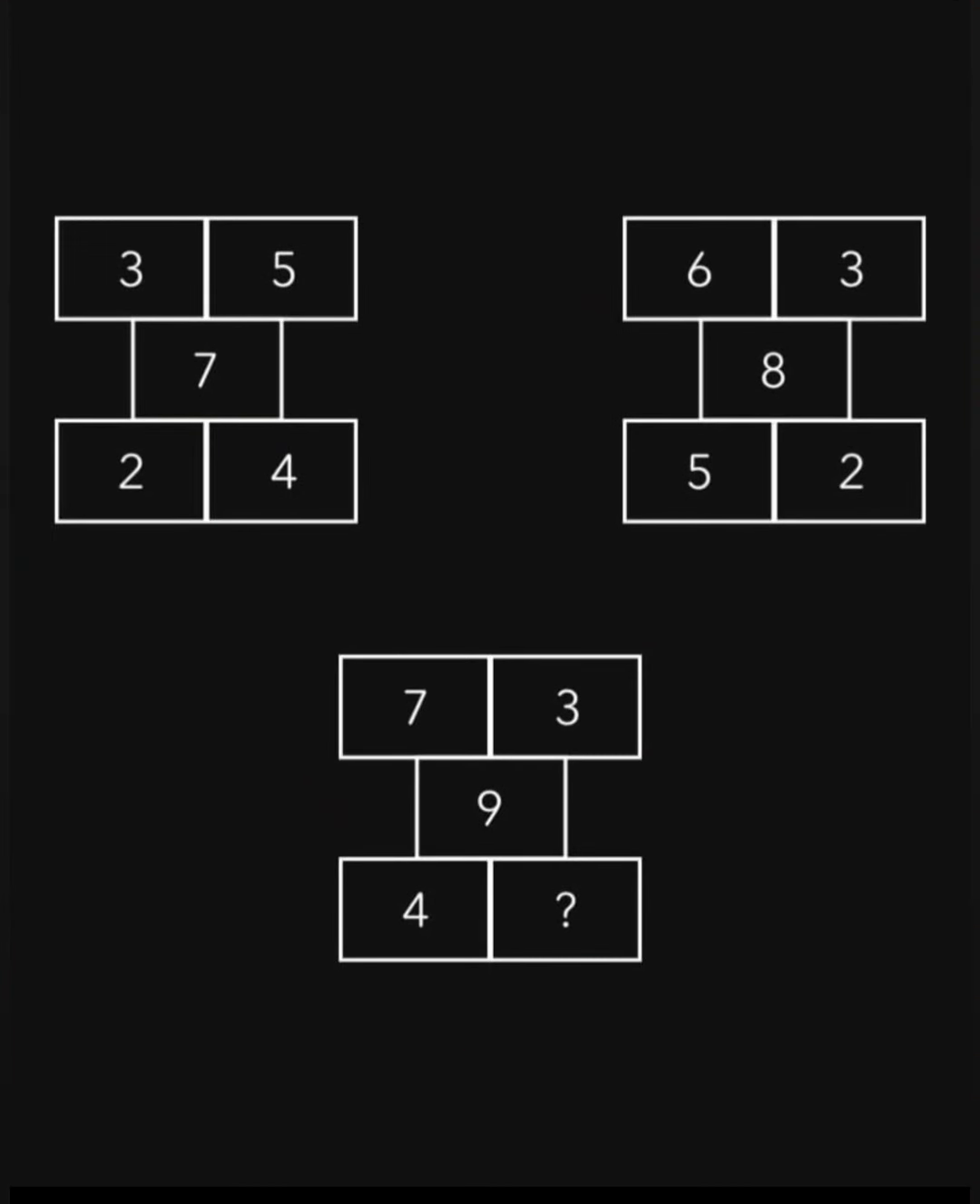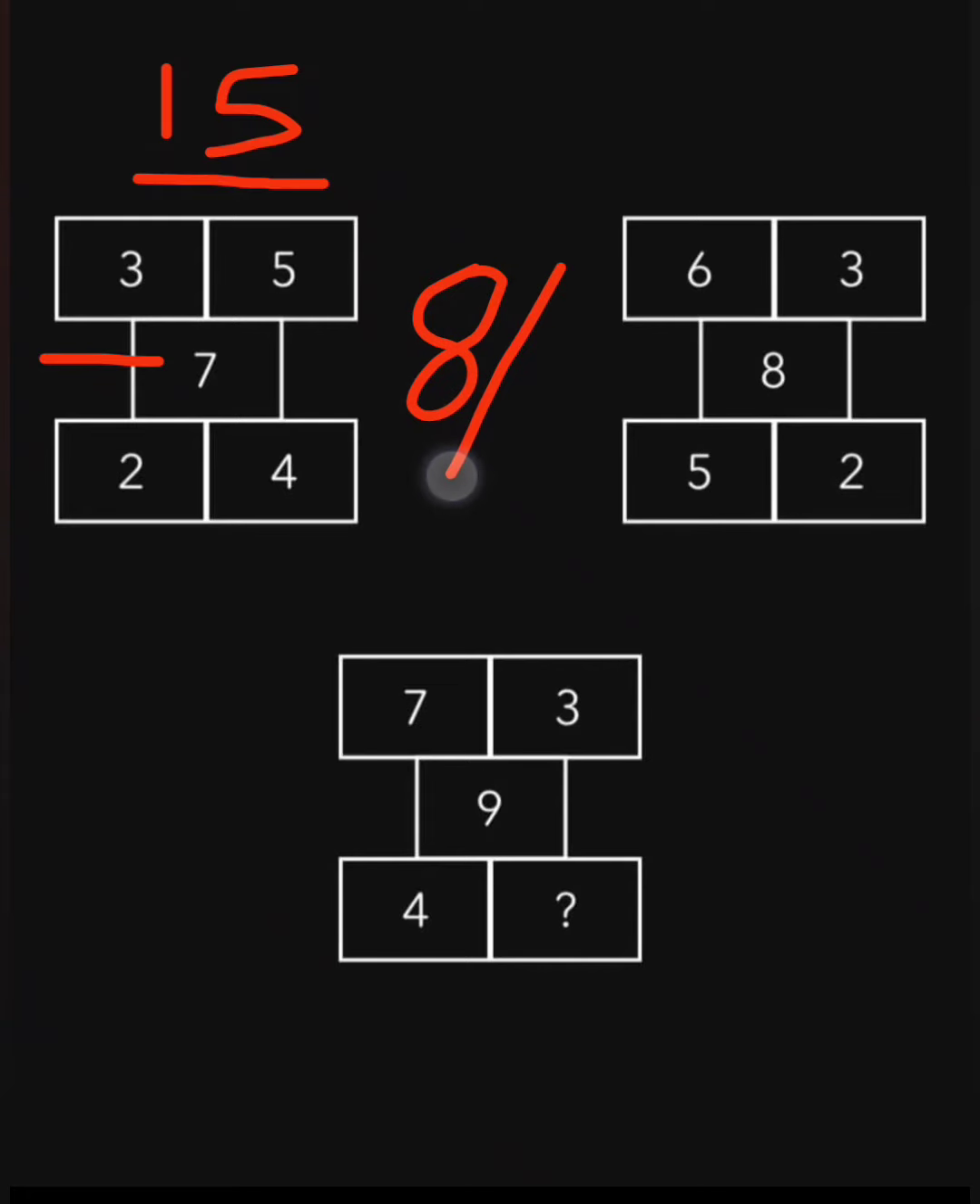Now let's solve the third solution for this puzzle. Yes, we have a third solution as well. Let's see how to solve this. We will multiply this number, 3 multiplied by 5, which will give us 15. From 15 we will subtract 7. So this will give us 8 and 8 divided by 2 will give us the answer as 4.